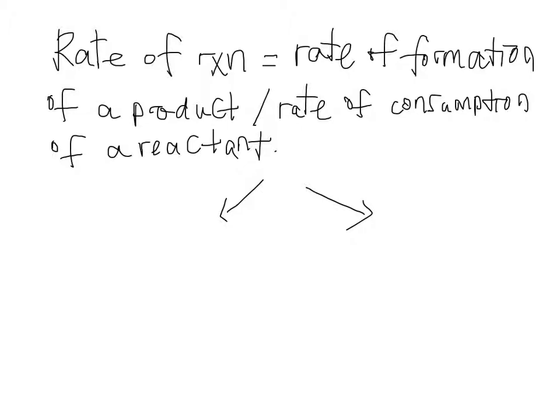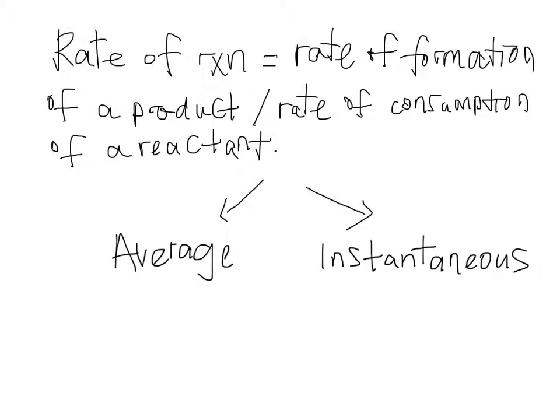By the way, there are 2 types of rate of reaction that we can calculate. One type is called the average rate of reaction. The other is called the instantaneous rate of reaction. The difference between these two is that average rate of reaction refers to the change in the quantity of the product over a longer period of time, whereas instantaneous refers to that exact, particular instant of time. Let me show you the differences in the calculations.